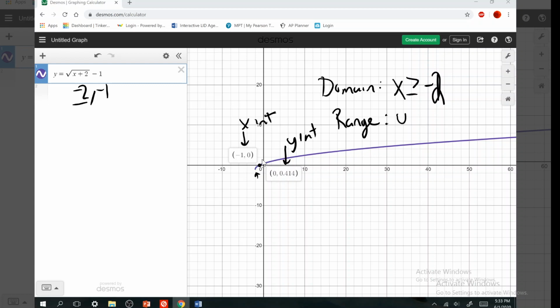For a range, y also is greater than or equal to something. It starts at a value. The value it starts at is -1. And so I just got to be greater than or equal to -1. So writing domain and range for square roots is pretty easy. Usually, if it's a positive square root, you're just going to be greater than or equal to the starting x value. You're going to be greater than or equal to the starting y value for the range. Okay, that's square root functions. They're pretty family friendly.